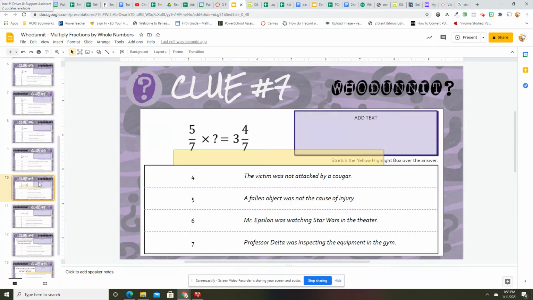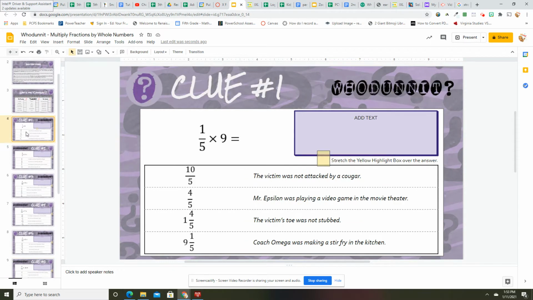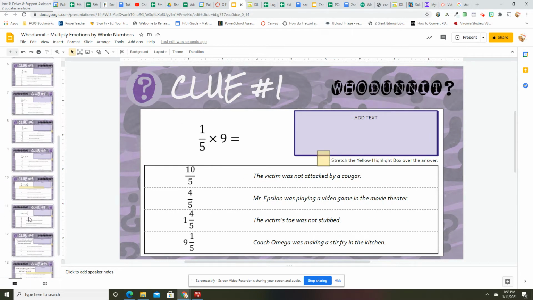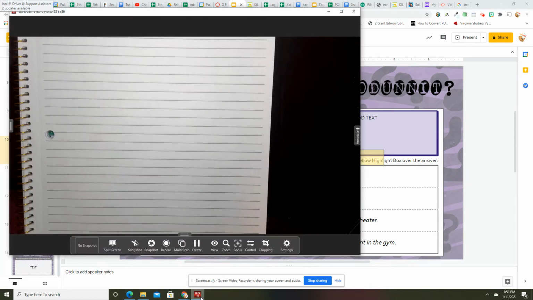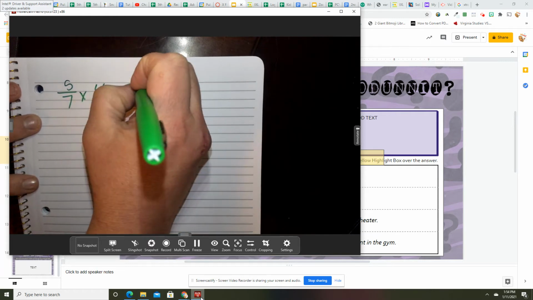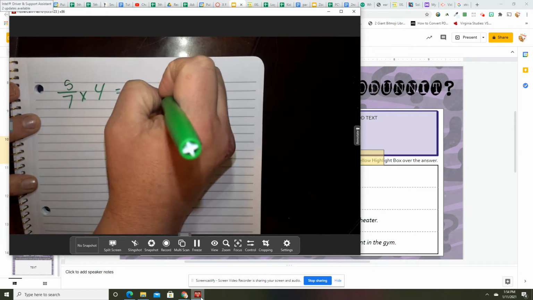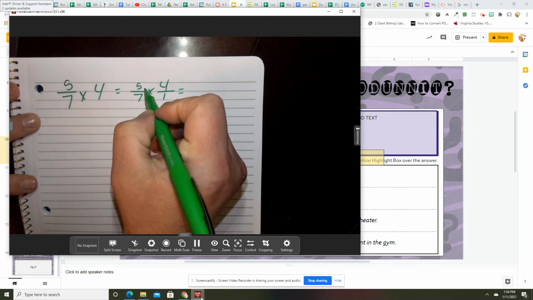We're going to do a couple together. They're all pretty easy to work out. But then you have this one right here where you have to take the 5/7 and multiply it by whatever numbers you have here to figure out if this is the answer. So I'm going to take 5/7 times 4, since that's the first one. I'm going to rewrite it to have the whole number over a 1, and then just multiply.